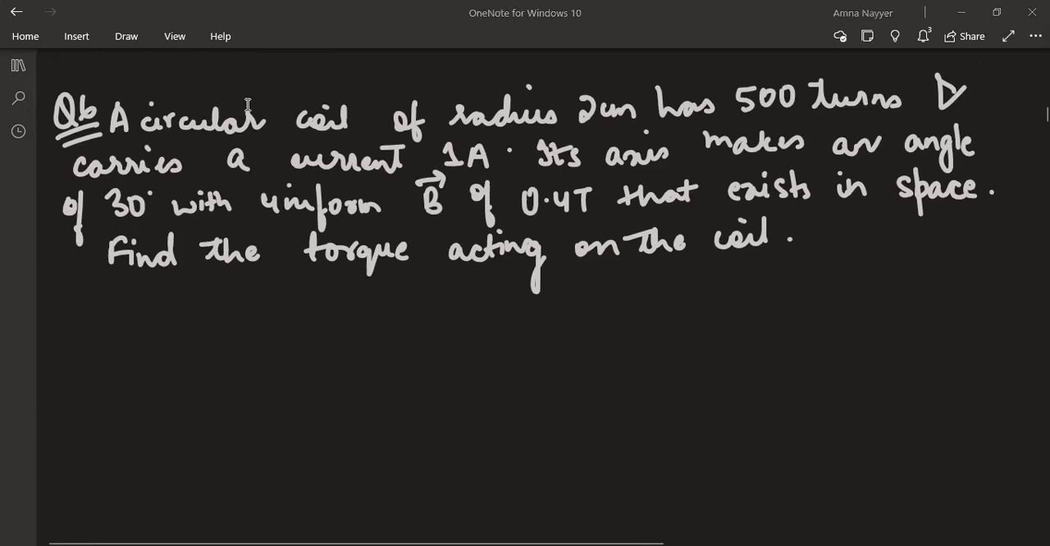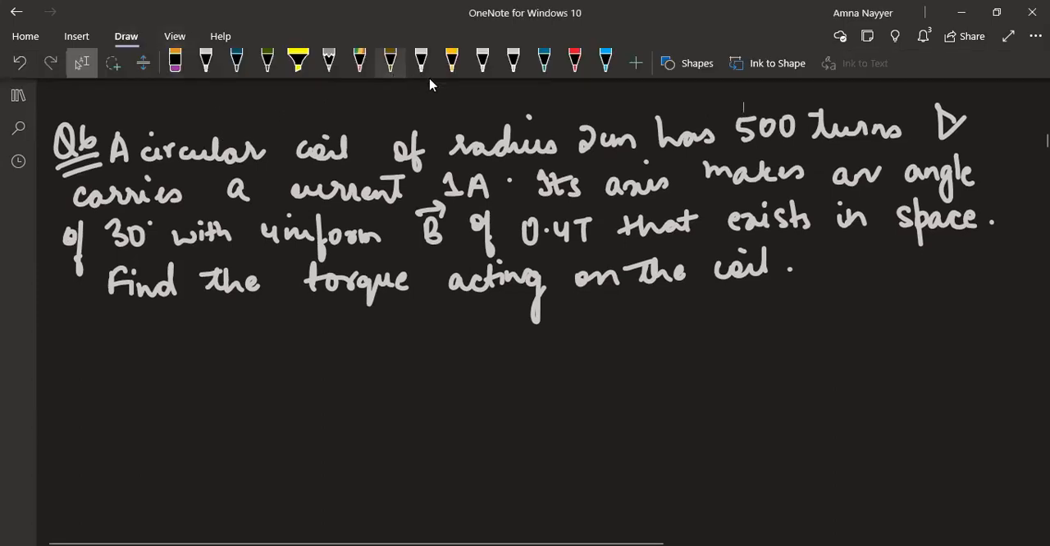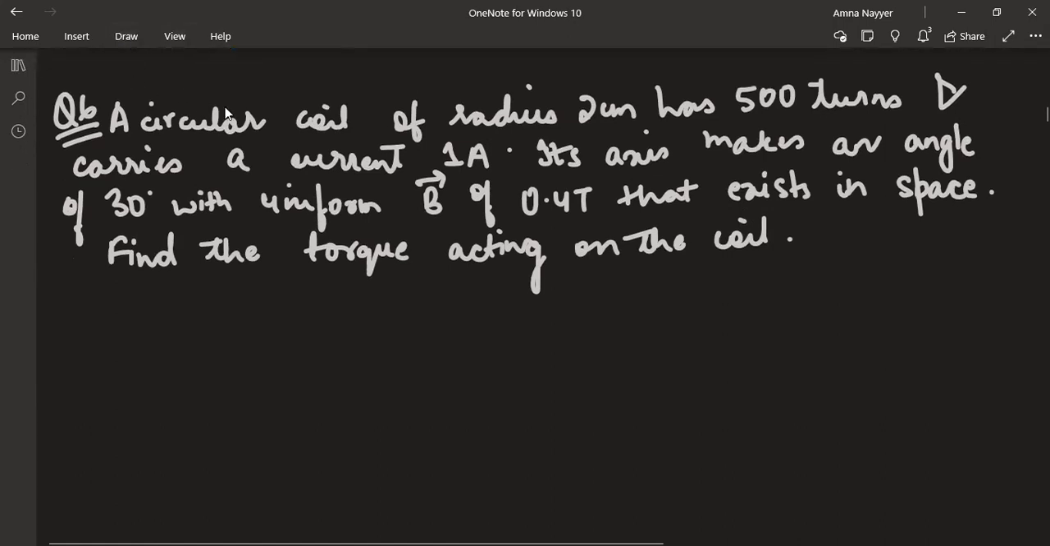The same calculations are there. It's just that this is a circular coil given. This is the only difference that is arising. See, a circular coil of given radius, number of turns, current, magnetic field, and theta is not 90. Theta here is 30.